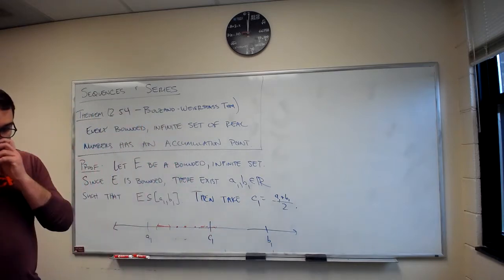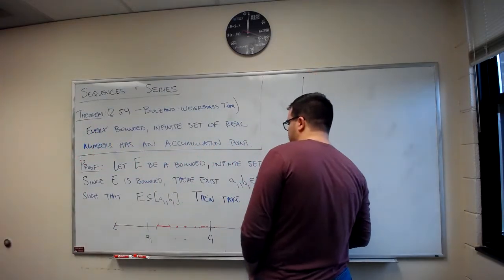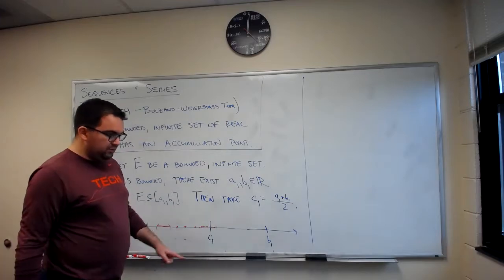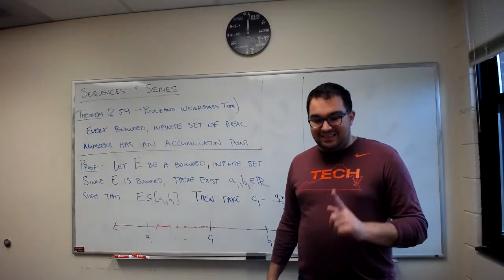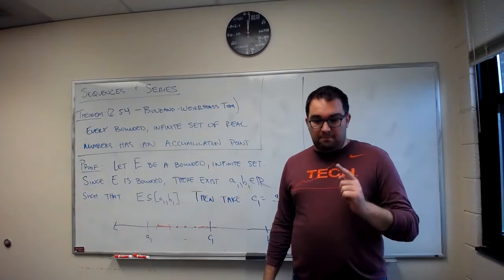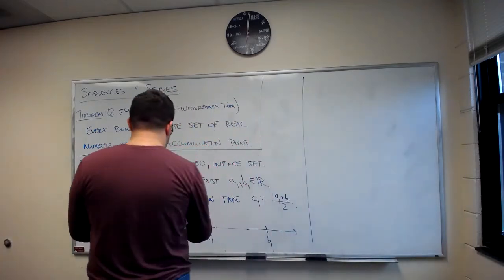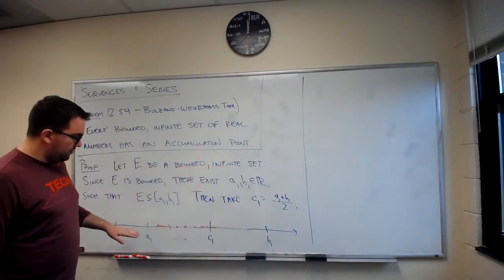Now my next step in the proof is that I'm going to look at these two intervals: the interval [a_1, c_1] and the interval [c_1, b_1]. And at least one of those intervals must contain an infinite number of points. Now, why is that? Well, my set E is an infinite set. So there are an infinite number of red points here.